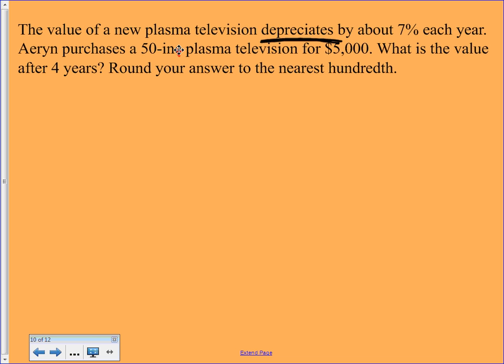So I want you to read through this word problem, use 5,000 as your starting value, and I want to see if you can figure out what the value is going to be in 4 years. So set it up and solve it yourself. Once you're done with that, go ahead and take the quiz.